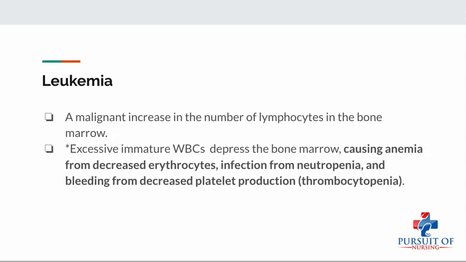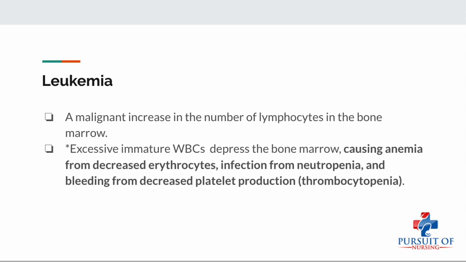Okay, leukemia. So leukemia is a malignant increase in the number of lymphocytes in the bone marrow. So you have excessive immature white blood cells that depress the bone marrow. This is going to cause anemia from decreased erythrocytes, infection from neutropenia, and then bleeding from decreased platelet production, or thrombocytopenia. So with the increase in lymphocytes, the leukocytes are usually at an immature stage when they increase.